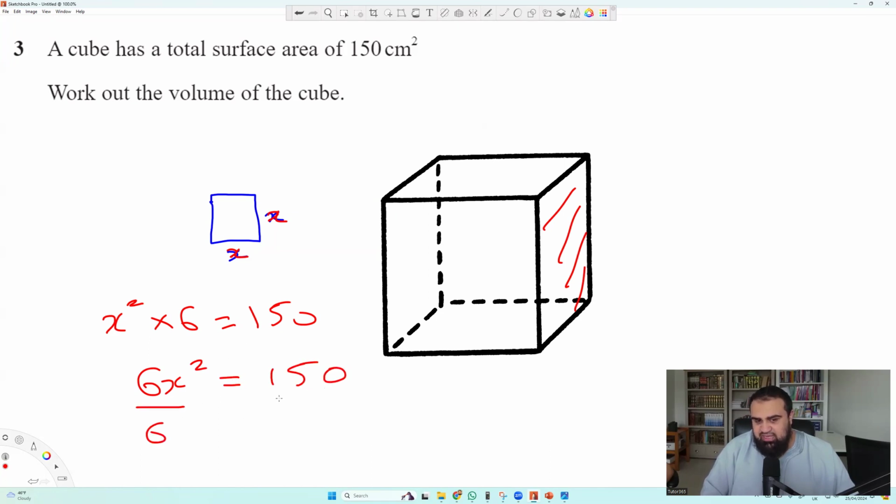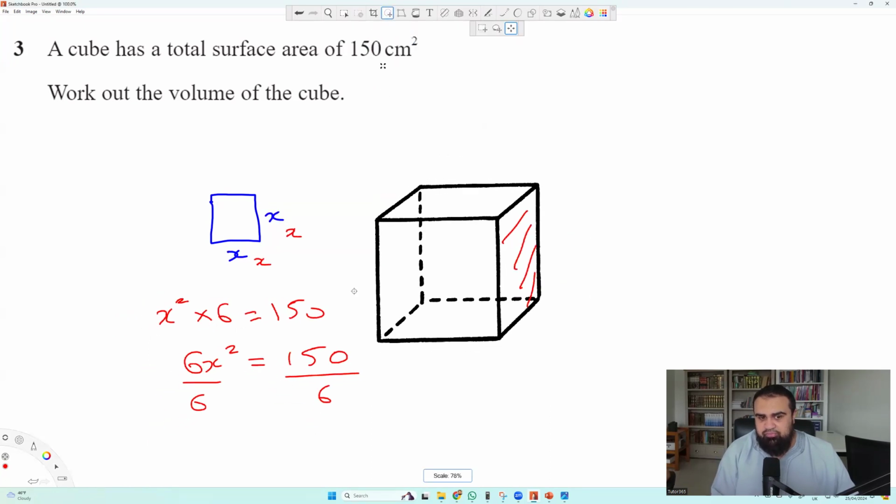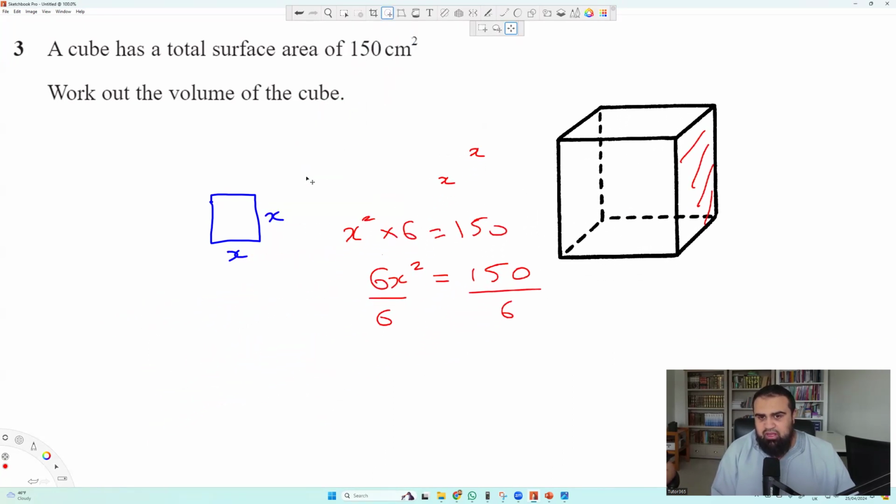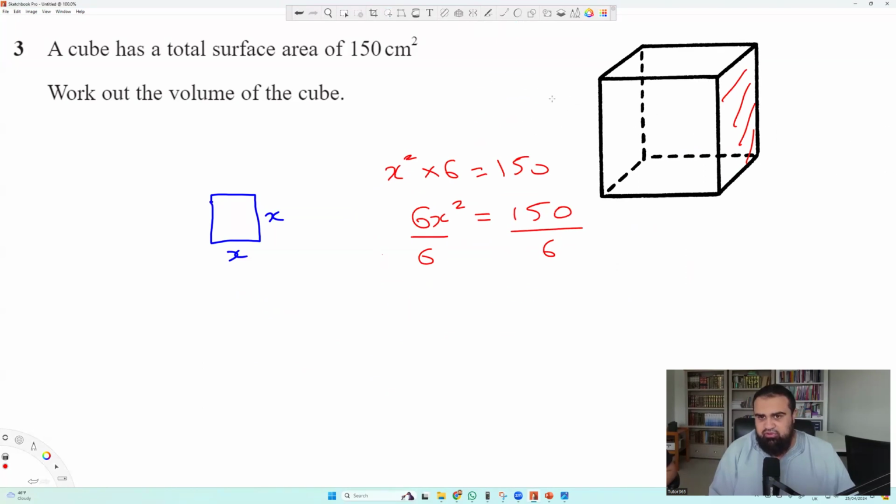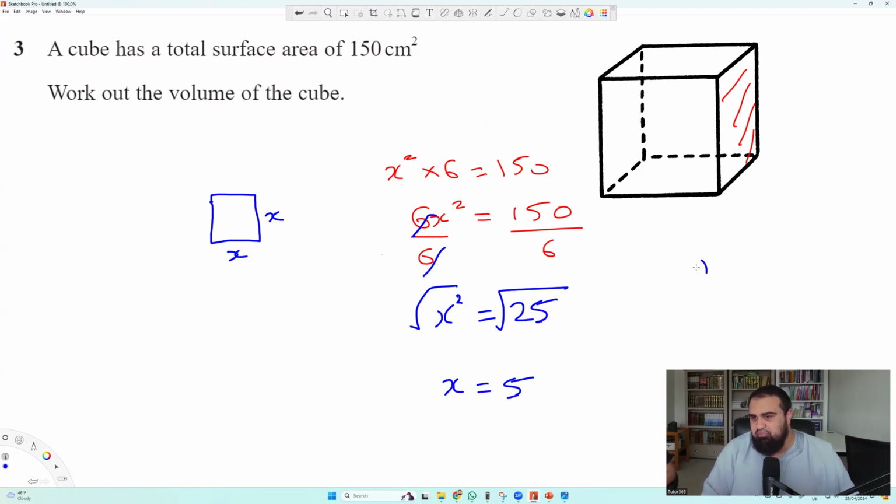So you divide both sides by 6. I need to do this slowly, don't I? Give me 1 second, guys. I'm going to divide both sides by 6, so I'm left with x squared equals 150 divided by 6, which is 25. Sorry. And then to get x, you square root both sides. So x will equal 5. When you square root a number, you get plus or minus 5, but because we're dealing with real life, you can't have a negative length, can you? So we now know that one of the lengths is 5 centimeters.